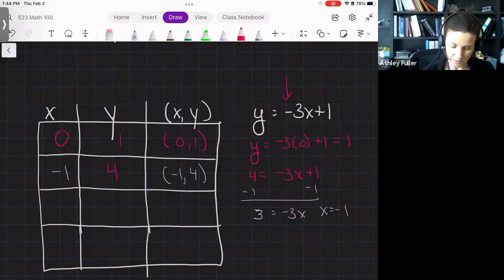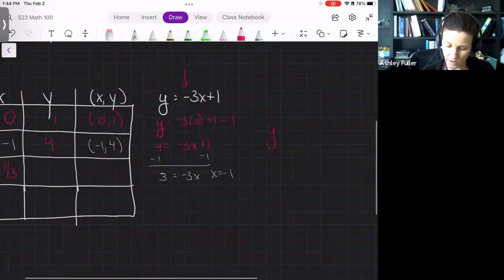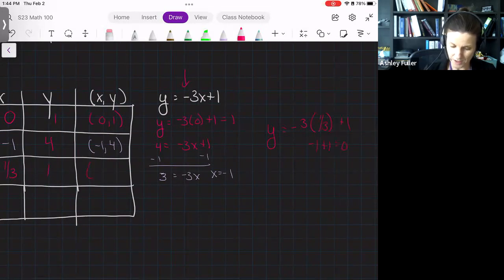If I plug in perhaps 1/3 for x, y is equal to -3 times 1/3 plus 1. This becomes -1 plus 1, which is 0, resulting in an ordered pair of 1/3, 0.